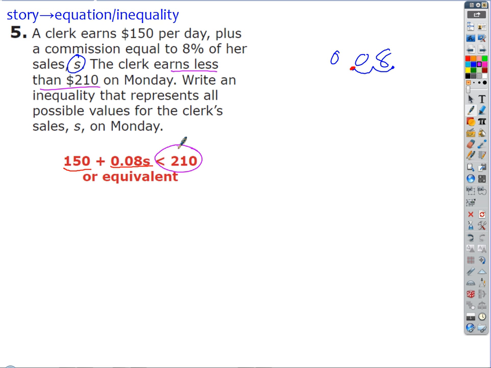Sometimes they might use other language that you have to interpret. What if we had the same problem and it said something like he earns at least 210? How would I change this?